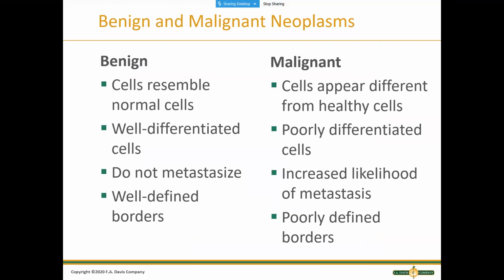If we have benign neoplasms, the cells tend to resemble normal cells. They're well differentiated. Malignant cells, which are cancer, bad, they appear very different. And they are poorly differentiated cells, meaning they don't look like the part of the body we pulled them from.